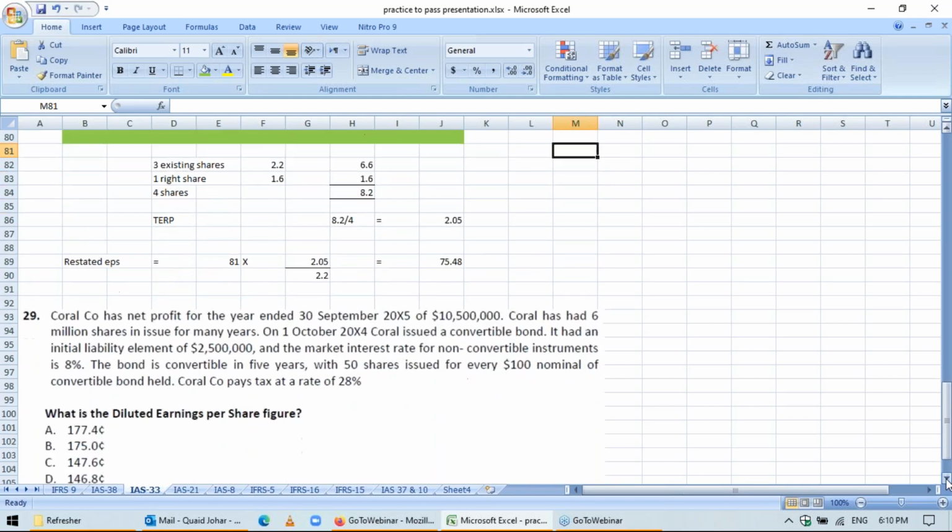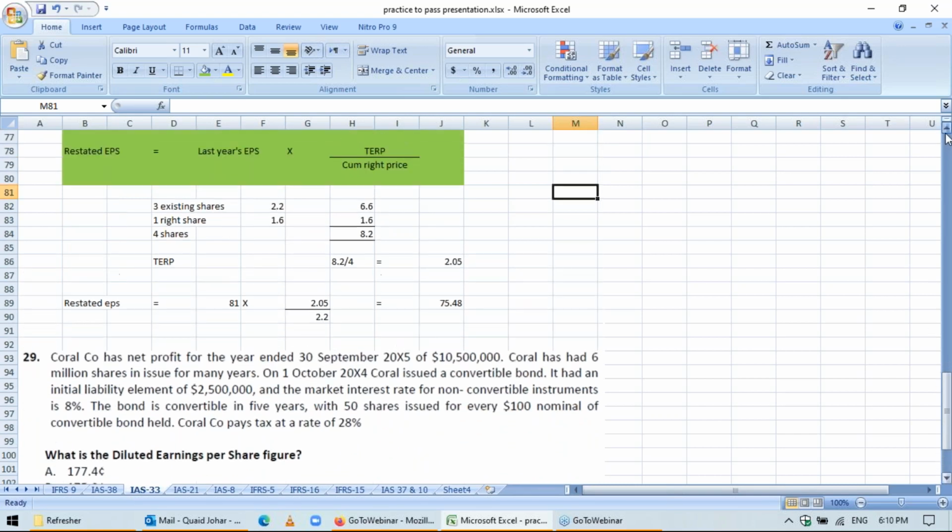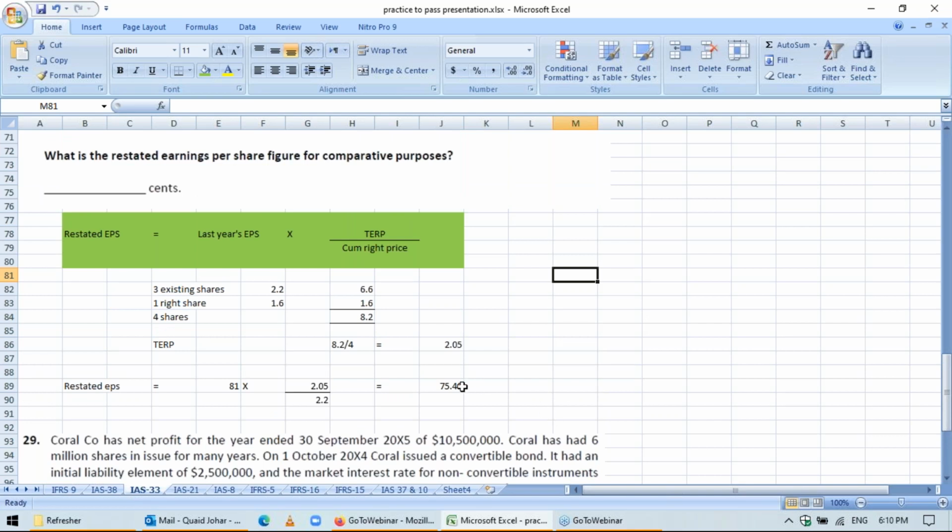Same in the bonus issue as well. Okay, so now let's move on to the next question, which is 29. So the correct answer over here is 75 points. This is our answer, in cents.